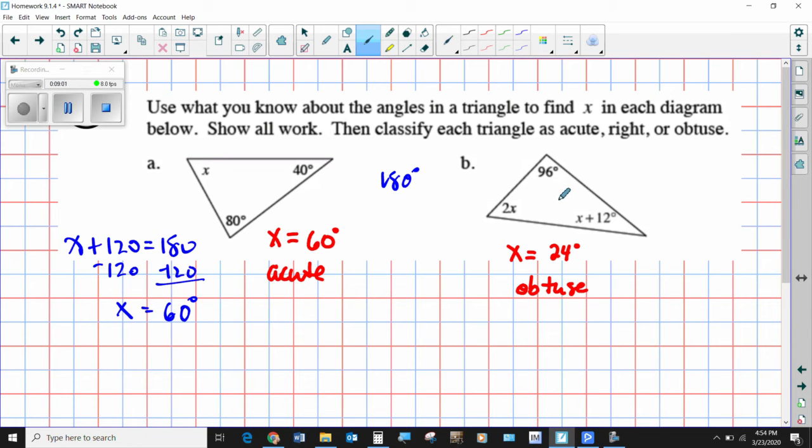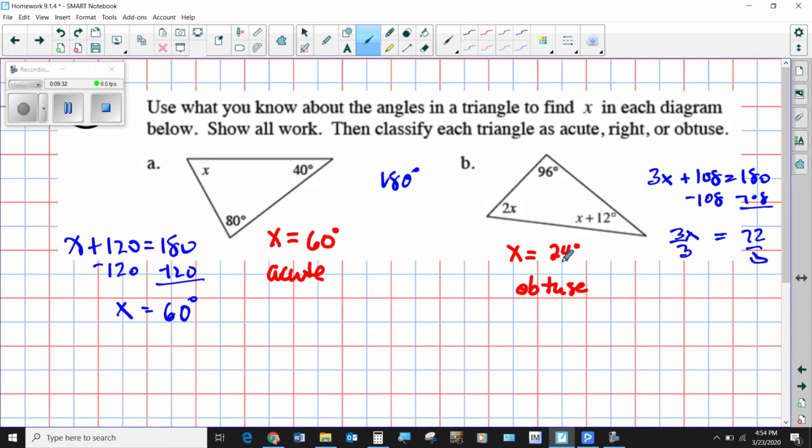This one's a little bit more complicated because you've got to combine like terms. So we know that 2x plus x plus 12 plus 96 equals 180 degrees. So I'm going to call that 3x's. And 96 plus 12, what is that, 108 is equal to 180. So I'll subtract 108 from each side. And we end up with 72. So 3x's is equal to 72. Divide each side by 3, and you will see that x equals 24.